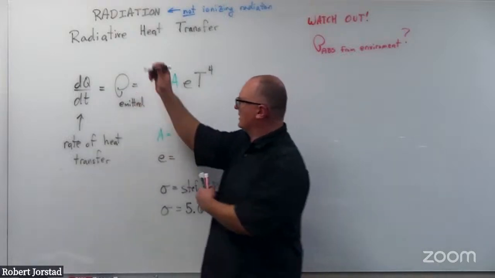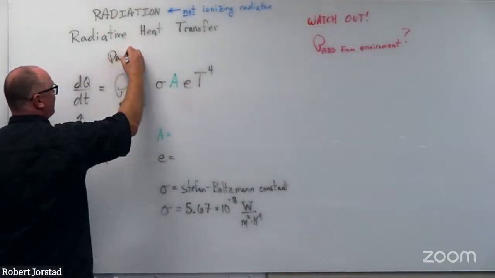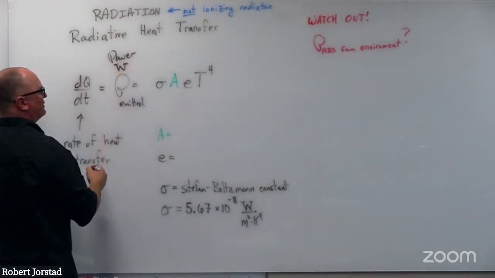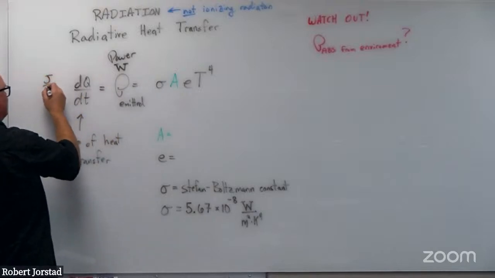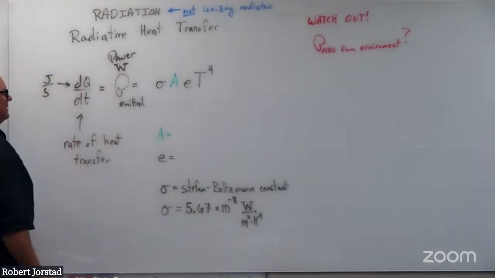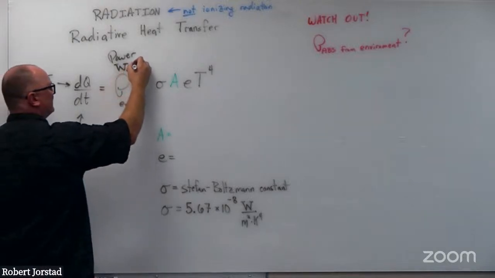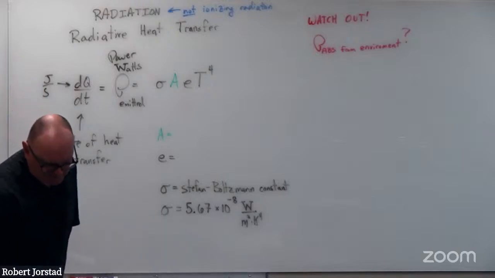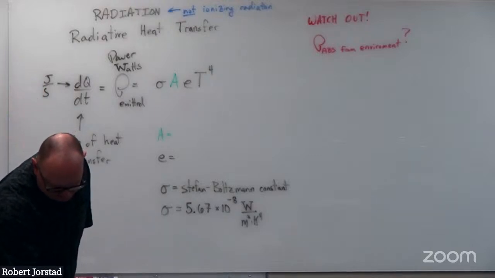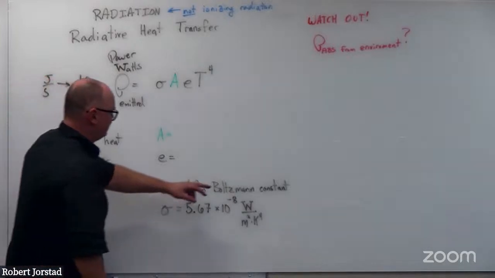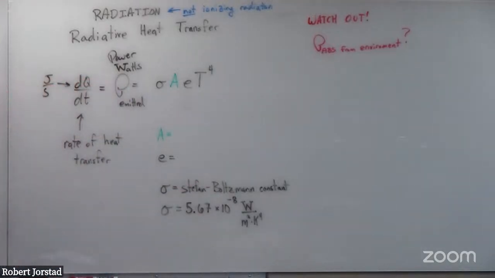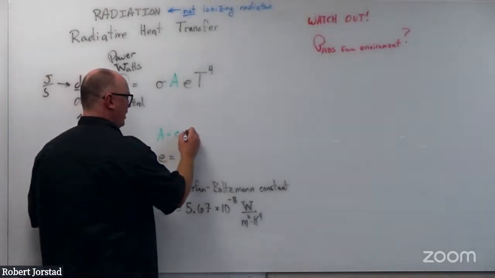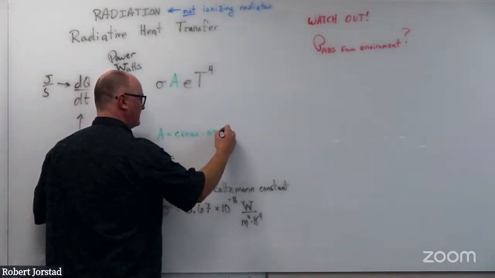So this is power. Units of power are watts or joules per second. Now, sigma is a constant, the Stefan-Boltzmann constant. Making sure I got the spelling right. Yes, it's got two N's, that's right. And that's just some number. And A is, again, cross-sectional area.